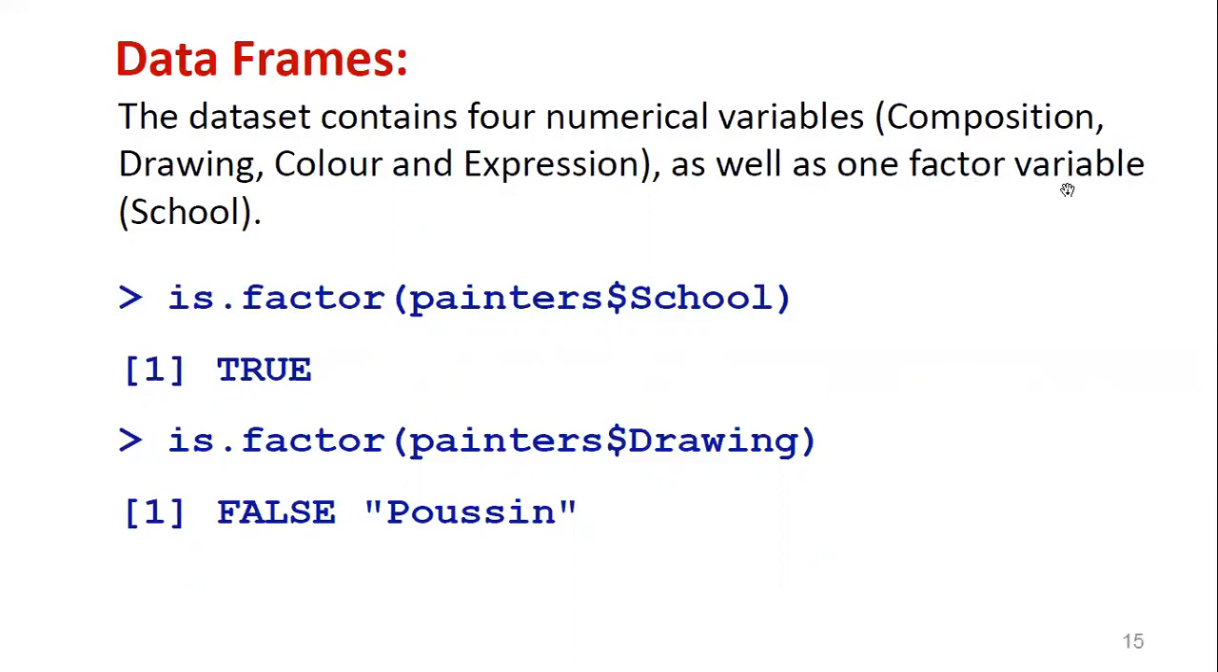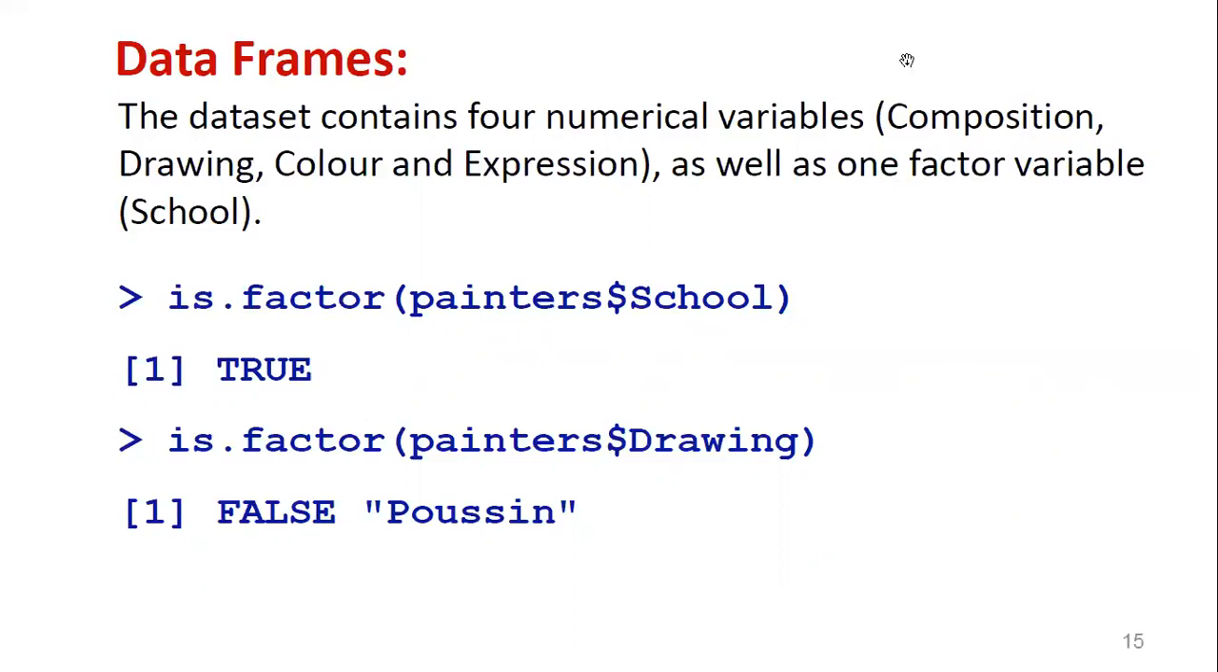If you want to test whether it is a factor variable or not, use the command is.factor within parentheses, the data set name painters, then the dollar symbol without any space, then the variable name. So you want to test a particular variable, is it a factor or not? So is.factor painters dollar school. Then the outcome displays a logical value, true or false. School is the factor variable, as we just mentioned, so it returns true.